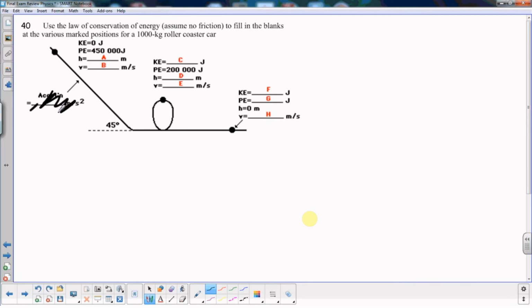Use the law of conservation of energy to fill in the blanks. 1,000 kilogram roller coaster car. MGH is going to make this 45 meters. Velocity is 0. Here, 450 minus 200 is going to be 250,000 joules.